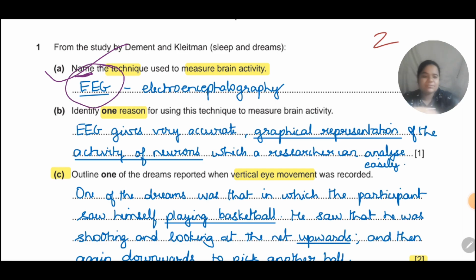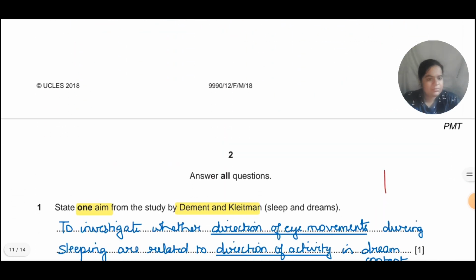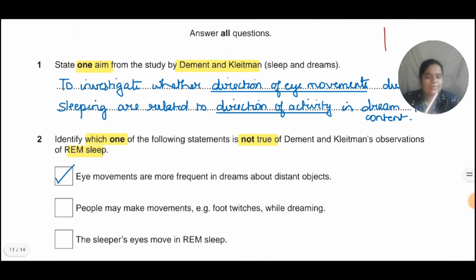So the technique used here was EEG, electroencephalography. We should write the full form, not just EEG, since it has a proper name, so we should be giving that name. So this type of question can also come from psychology being investigated, and we have to answer it very simply.